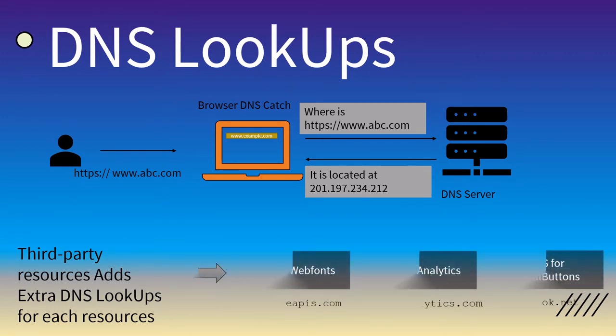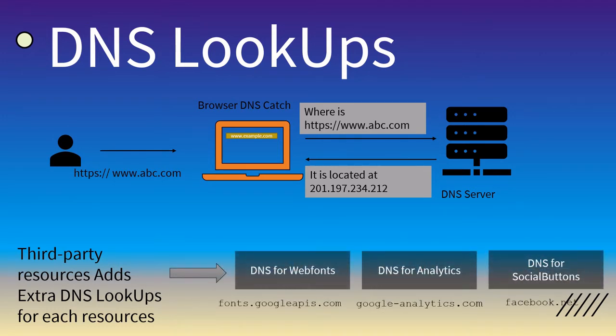For example, you may have web fonts, and they take a separate DNS lookup. If you have analytics codes on your website, that takes another DNS lookup for loading the analytics. And if you have social buttons, that takes another DNS lookup for loading the social buttons. So the main, most important and easiest way to reduce the DNS lookups is to reduce the external resources.